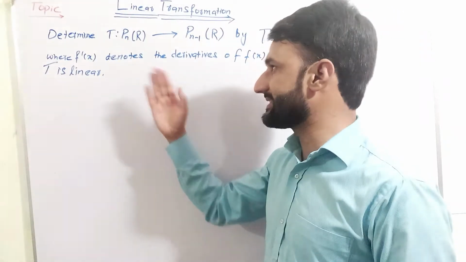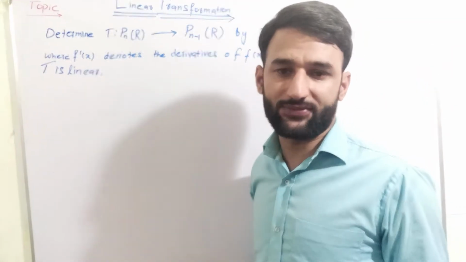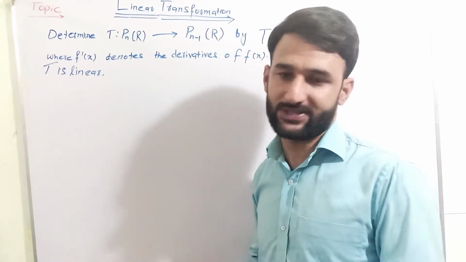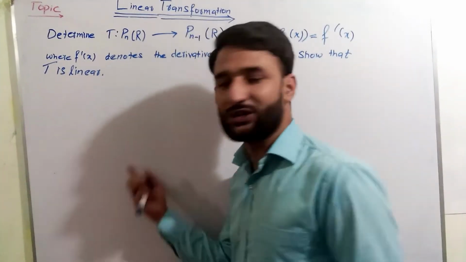To show that this transformation is linear, we already know the definition: T of x plus y is equal to T of x plus T of y. Let's start today's lecture and try to understand how you can prove it.